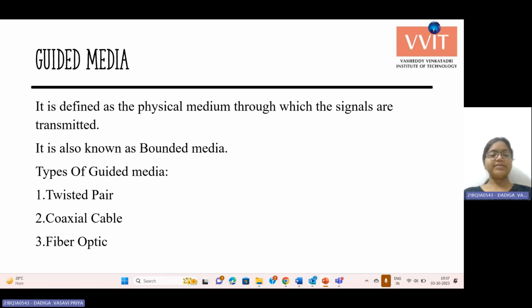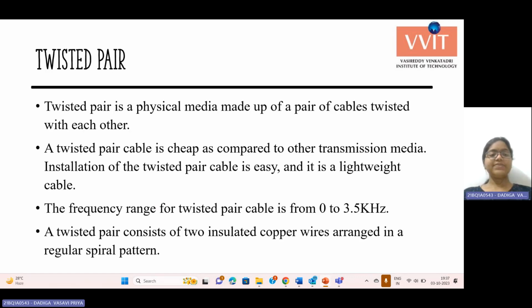Let's see first what is twisted pair. Twisted pair is a physical media made up of a pair of cables twisted with each other. That means here we are having a physical media, and physical media is nothing but guided media. Here we are having two cables that are twisted with each other. A twisted pair cable is cheap as compared to other transmission media. Installation of twisted pair cable is easy and it is a lightweight cable. The frequency range for twisted pair cable is from 0 to 3.5 kHz.